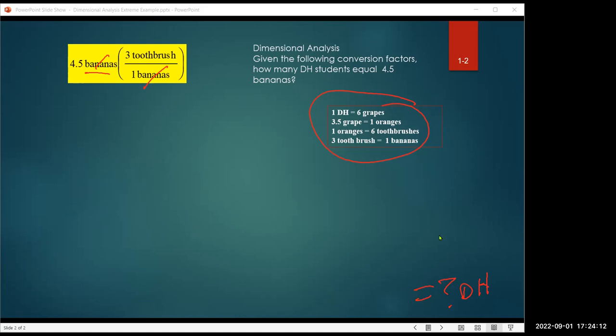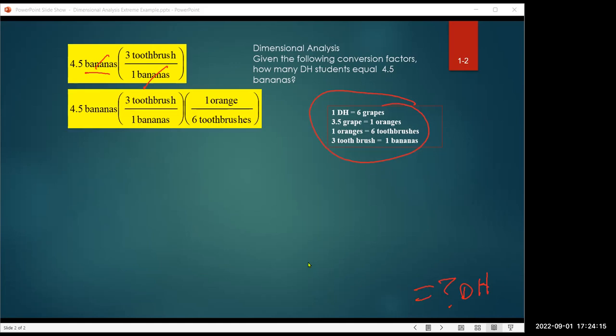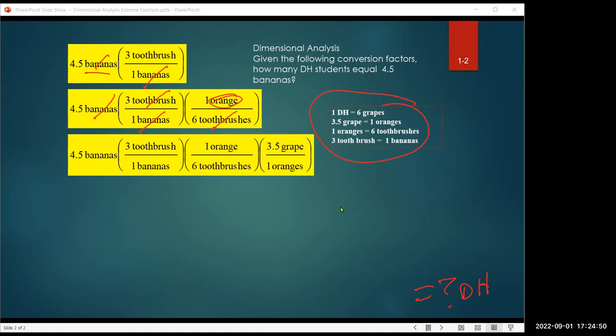Well, obviously I can't stop because I'm going to DH students. So I need one more factor. Okay. I know I need a couple factors actually. And I know from the conversion factors that 1 orange equals 6 toothbrushes. And I purposely put toothbrushes in the denominator. Notice I didn't do anything to the numbers over here. I kept them as they are. So my toothbrushes cancel, bananas cancel. So at this point, if I were to stop the calculation, the units that I would be in would be orange. Well, obviously, again, we're not at DH. So I need some more factors to get rid of orange and eventually get me to DH.